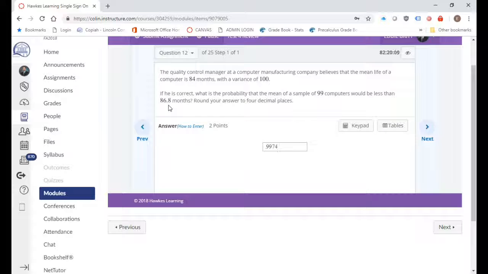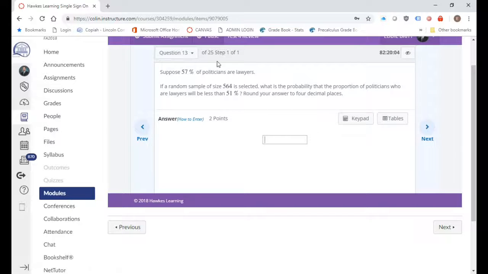All right. So moving on, problem number 13. This problem shifts gears a little bit. The reason why this is different is because we're no longer talking about means, we're talking about proportions. So when we start talking about proportions, we have different formulas.